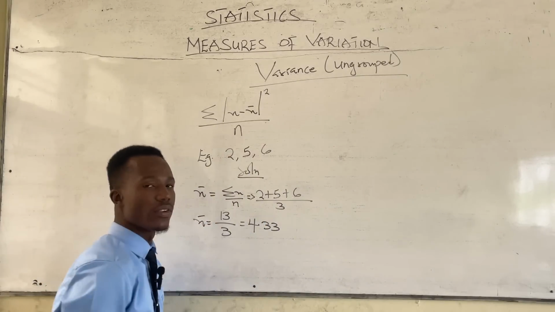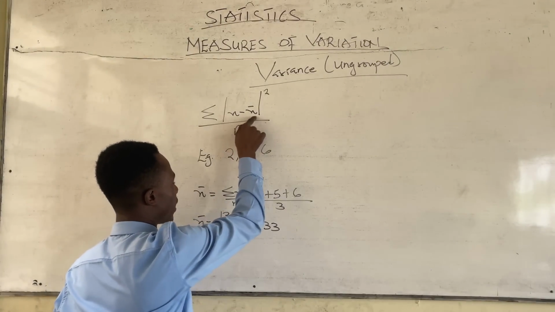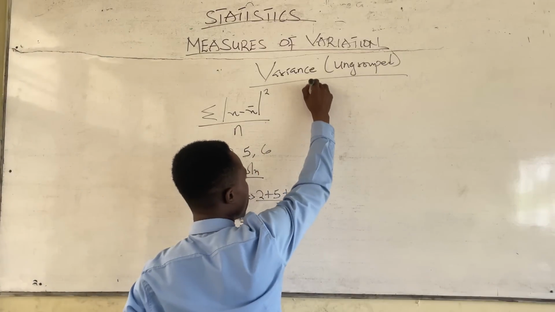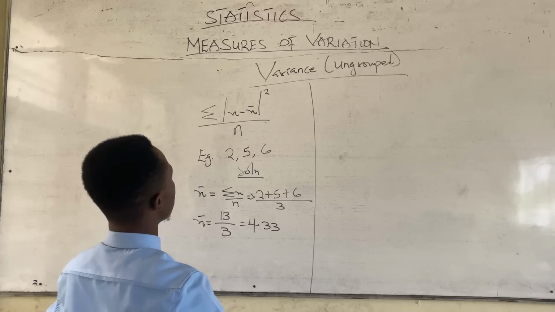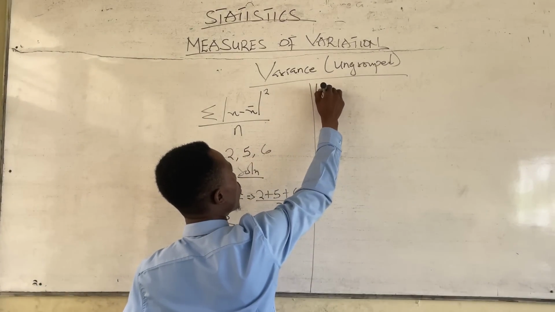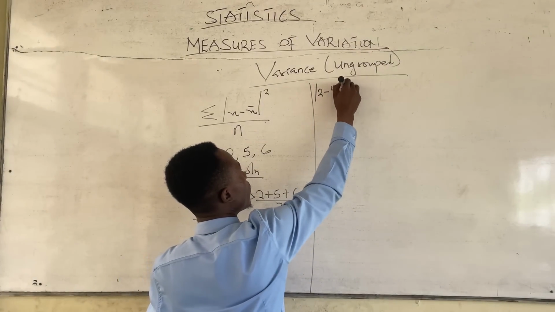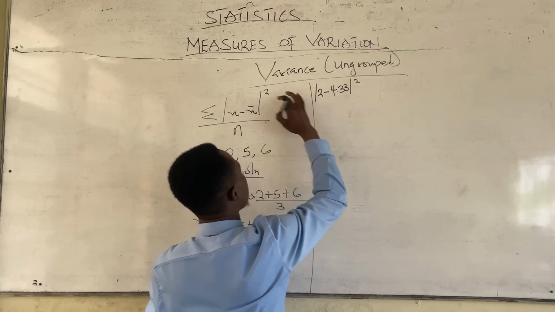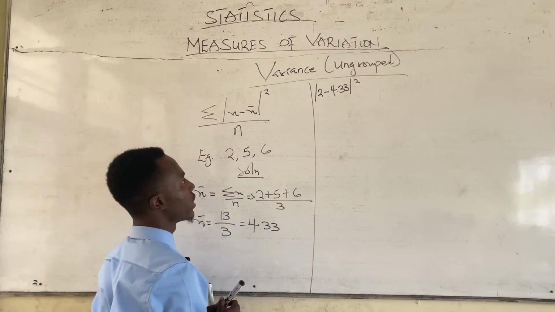Now we know the mean, right? So we are going to do the same. We are going to deviate it, and after deviating, we square everything. So the first one is 2. So we deviate the 2: 2 minus 4.33, then we square it because there is a square here. So this is the first deviation. I hope you get it.